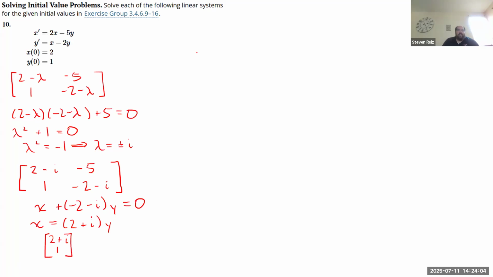So now that I have my eigenvalue and eigenvector, I can do everything I need to do. So x of t is going to be equal to c1 times the x-coordinate of my eigenvector, which is 2 plus i, times e to the power of lambda t, so e to the it.